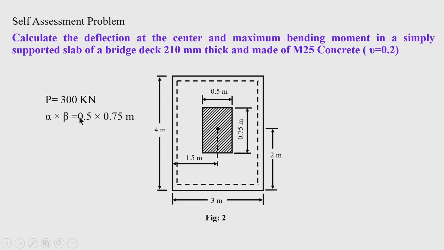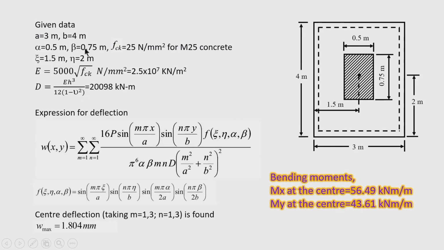So, loaded area is 0.5 cross 0.75 and total load is 300 kilonewton. So, the solution is obtained. I am giving some important hints. You can complete and compare the results with the results given here. So, A is equal to 3 meter, B is equal to 4 meter, and alpha is equal to 0.5, beta is equal to 0.75. Load is placed symmetrically with respect to center. So, our xi, that is the x coordinate of the centroid of the load, is 1.5 meter and the y coordinate of the centroid of the load is 2 meter.